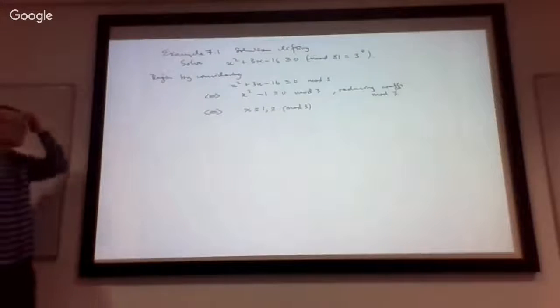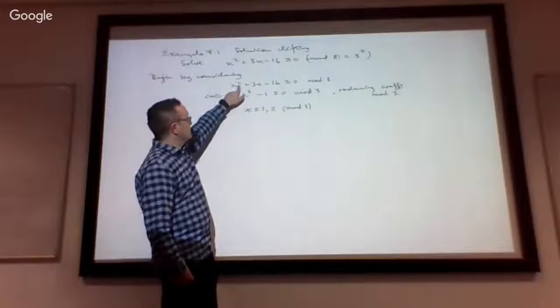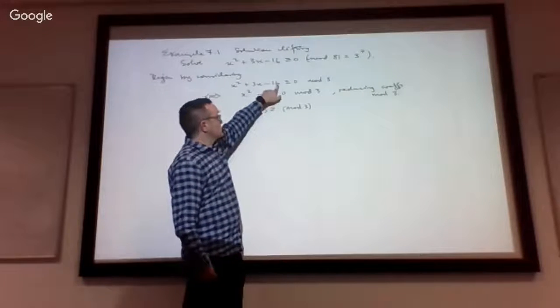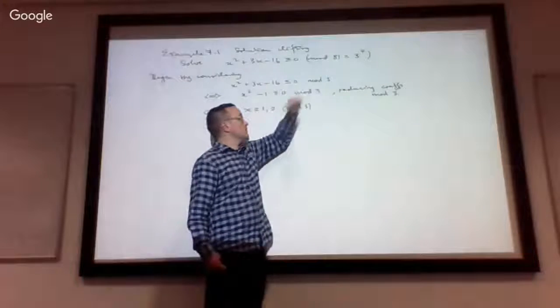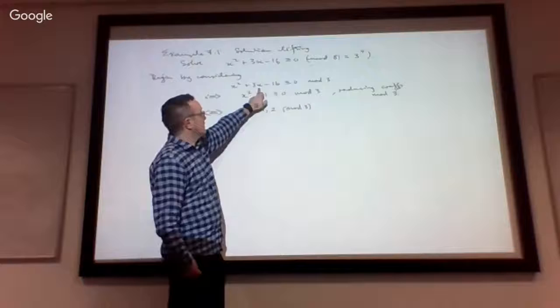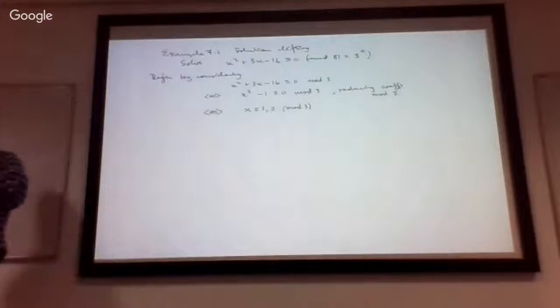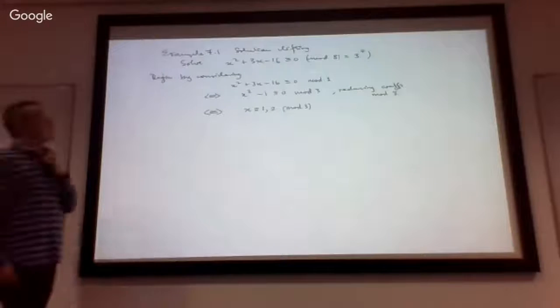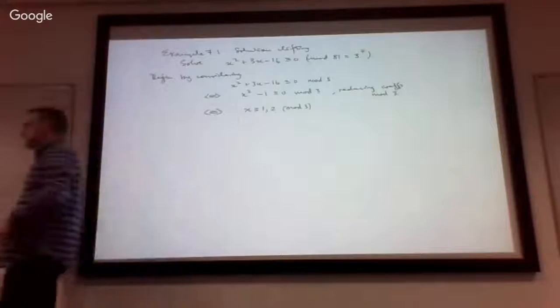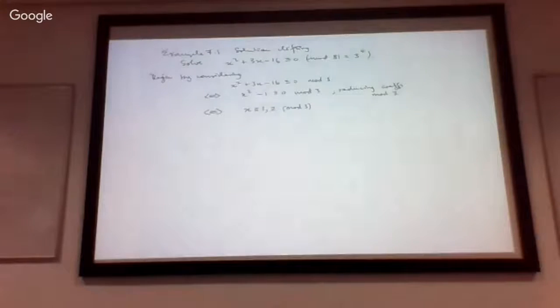Substitute in either of those values, you'll see you get multiples of 3. You get 1 plus 3 is 4, minus 16 is minus 12, which is 0 mod 3. Put in 2, you get 4 plus 6, which is 10, minus 16, minus 6, which is again congruent to 0 mod 3, a multiple of 3. So it seems reasonable enough. We've got two solutions sitting at the bottom level.